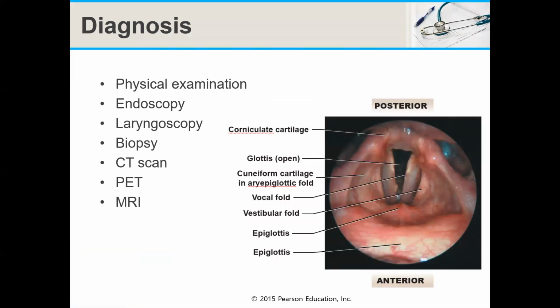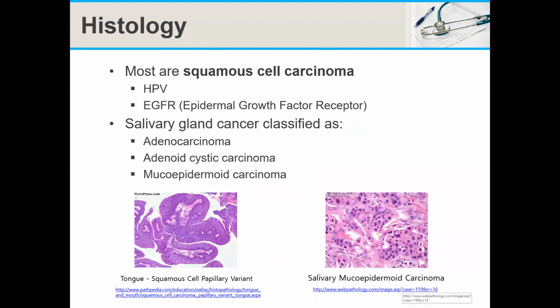Procedures that could be performed to diagnose a head and neck cancer could be physical exam, endoscopy, laryngoscopy, biopsy, CT scan, PET scan, and possibly an MRI to determine if the primary site is operable or not. Most head and neck cancers are squamous cell carcinomas. Performing special tests to see if the cancer is HPV or EGFR positive will determine which treatments are likely to be the most effective for these patients.